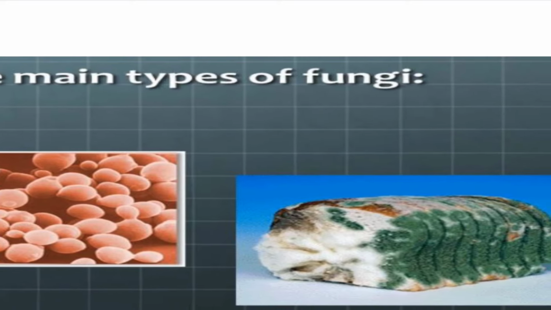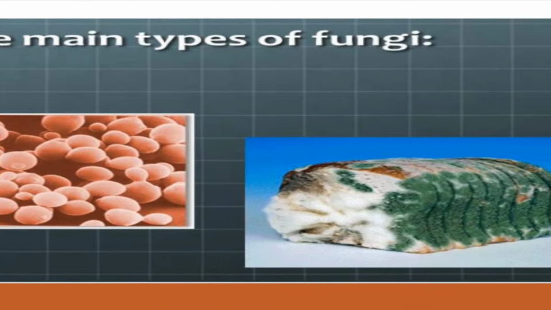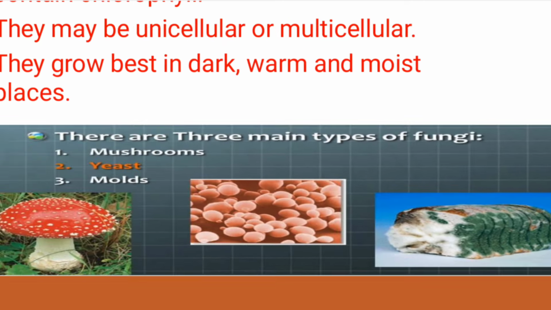Now the third category comes, that is molds. These molds are again multicellular fungi. They may be black, green, yellow or white in color, which you might have seen on rotten food items, spoiling food items, spoiling bread, vegetables. These green, yellow or black fungal hyphae develop. So these are the three main categories of fungi: mushroom, yeast and molds.